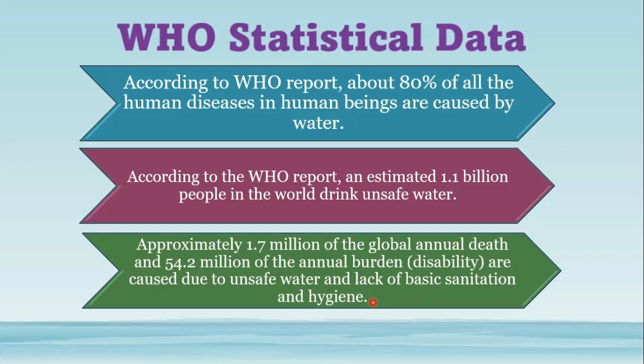For example, polio is a kind of disability, meaning people who are physically impaired. Maybe you have a problem in your eye, your leg or your hands. Because of fluoride contamination, your bones become soft and brittle and your teeth become yellow. A high content of nitrate can cause a lot of biological problems. These problems are what we call the annual burden, the disability total of 54.2 million, because of unsafe water and lack of basic sanitation and hygiene.